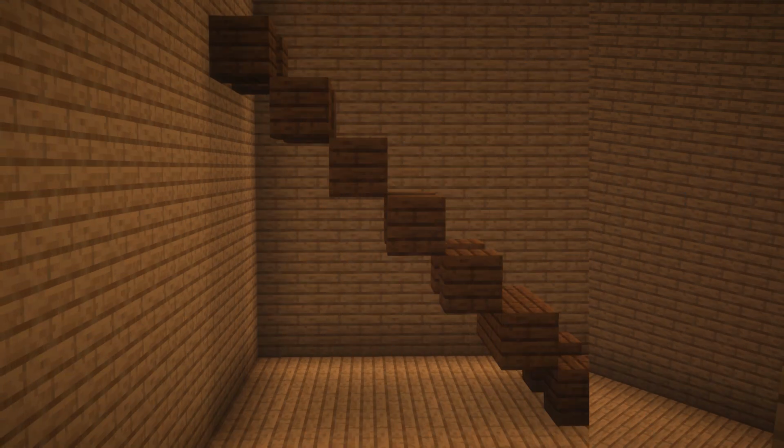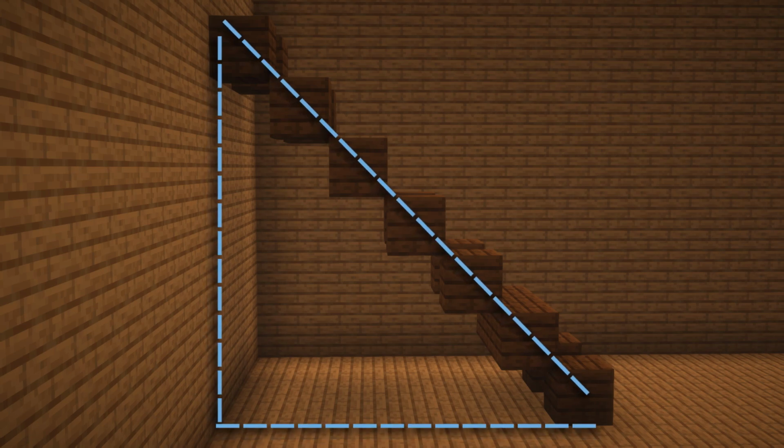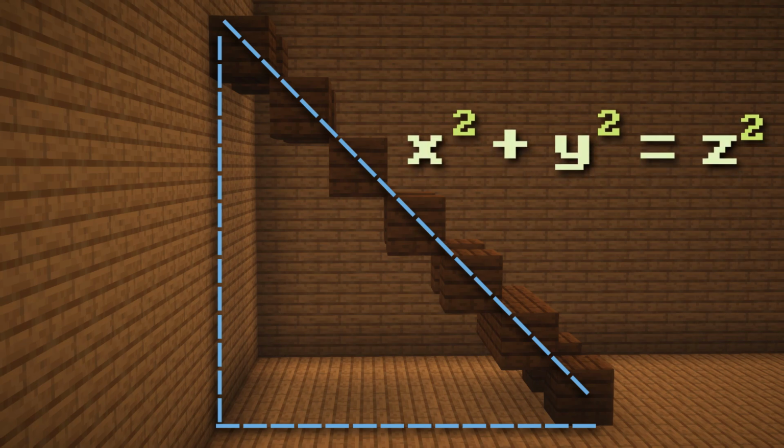Now there's a lot happening in this problem, so let's actually picture the ladder first to simplify things. The ladder will basically look like this. And you'll notice that the ladder, the wall, and the ground make a right angle triangle. So based on the right angle triangle, the equation to relate all of these sides is going to be the Pythagorean theorem. X squared plus y squared equals z squared.